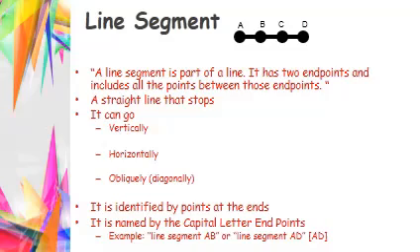It contains so many points in between, but the extremities or the endpoints are A and D. The straight line that stops is a segment. So a segment is a straight line, but that straight line stops. It has a beginning and an end. It can go vertically, horizontally, and obliquely or diagonally, so those 3 are also segments. A segment is identified by points at the ends. It's named by the capital letter endpoints. So you look at the endpoints. What are the endpoints? A and D.